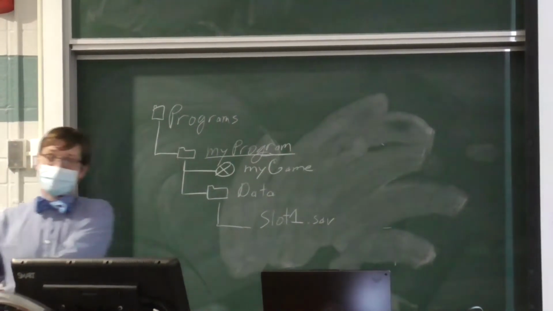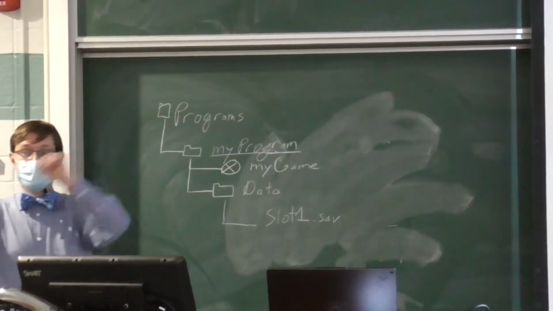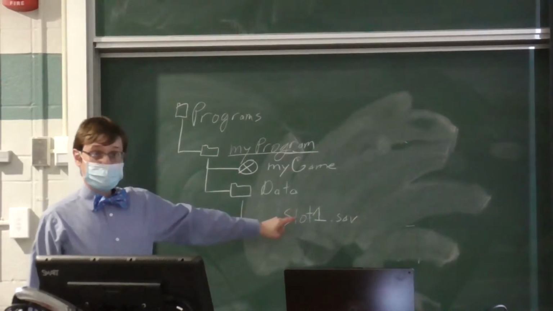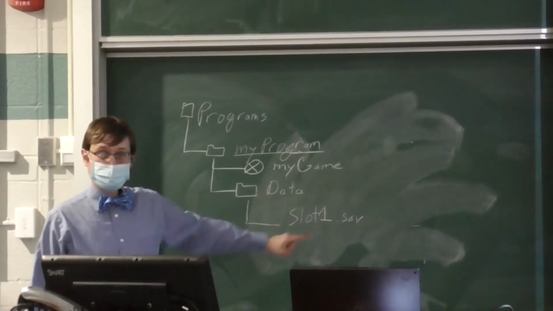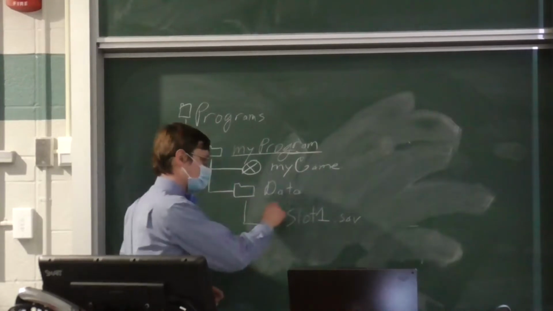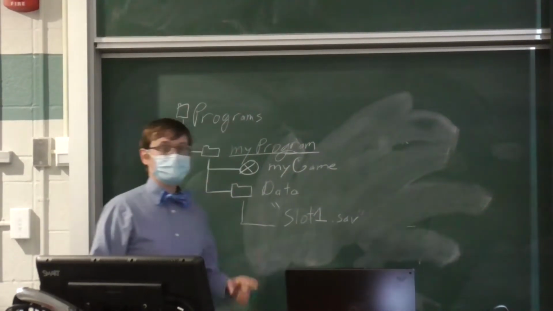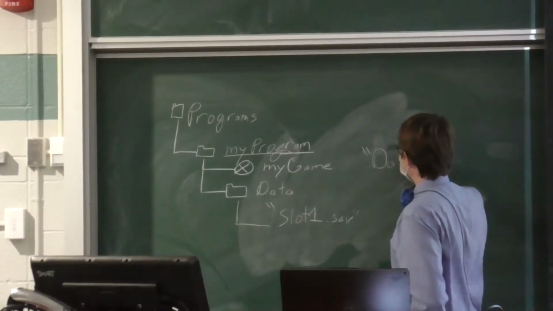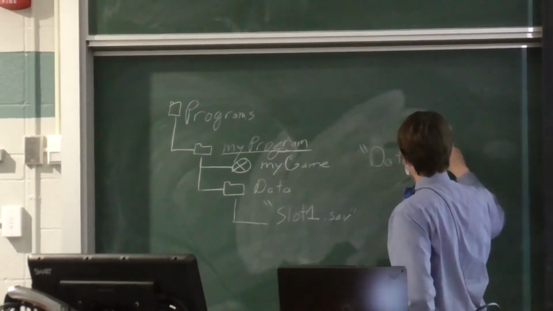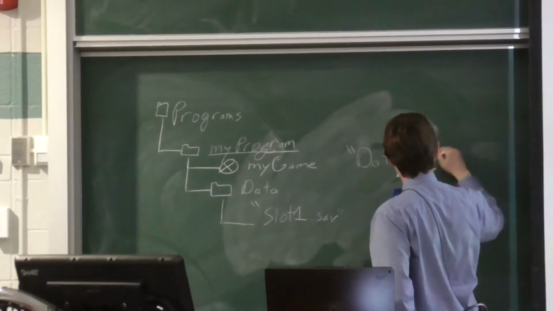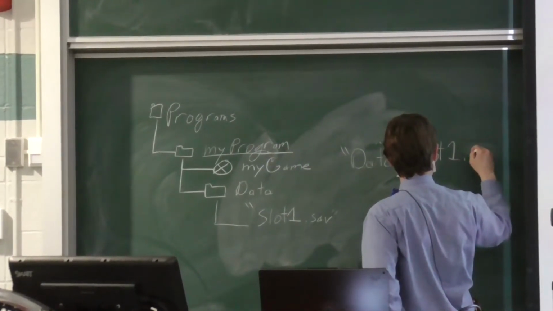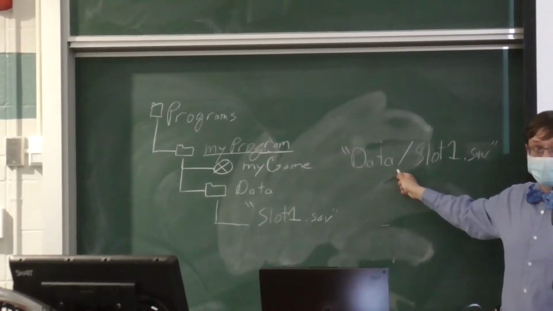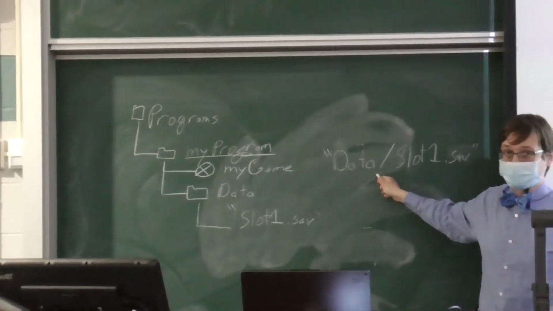If you're programming this game, when you specify I want to open the file slot1.save, you don't just say slot1.save. You use relative addressing and you say data slash slot1.save. Whether it's a forward slash or a backslash will depend on whether you're using Linux or Windows.